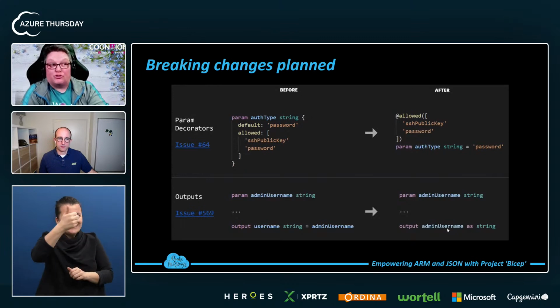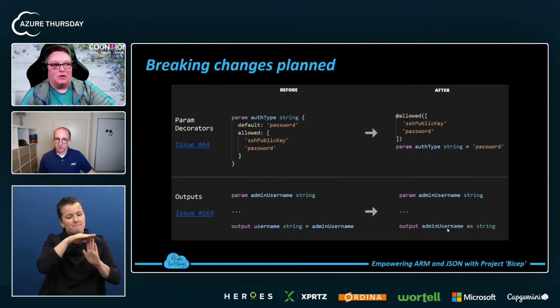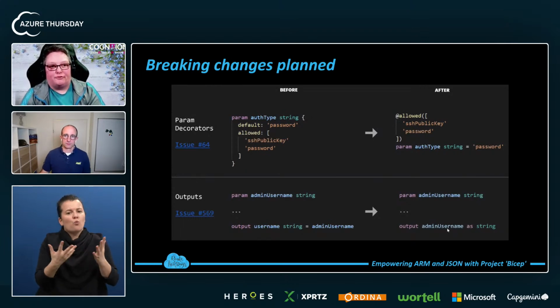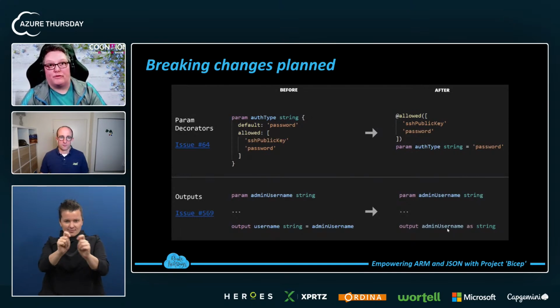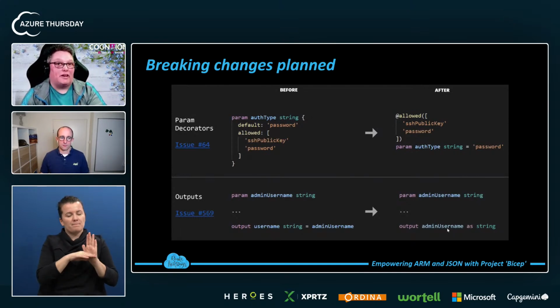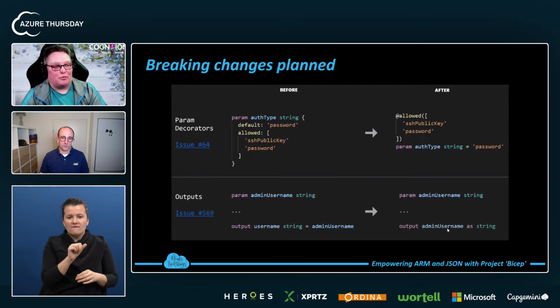So two of the cool feature requests that they already incorporated is what they call parameter decorators. And this allows you to, as you can see, have an even more intuitive configuration of, in this example, the allowed values for your parameter. And that will make it definitely a lot more powerful to use Bicep in an intuitive way.